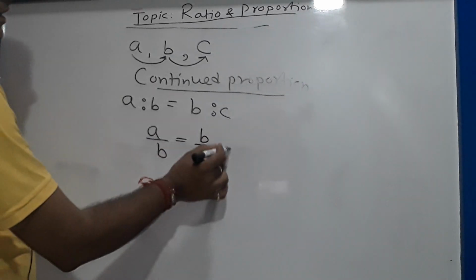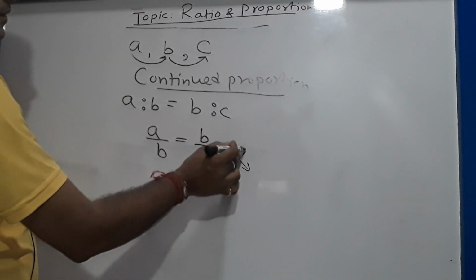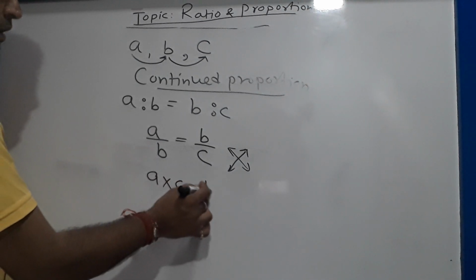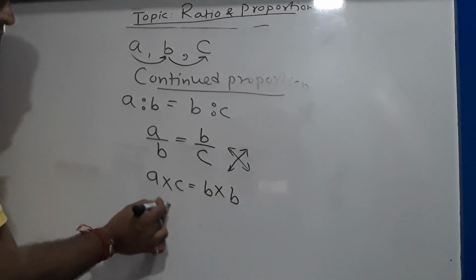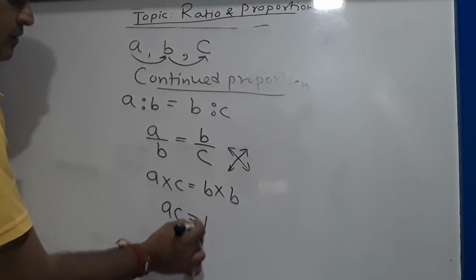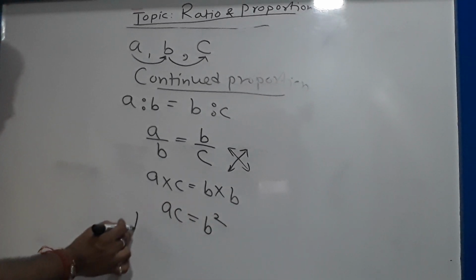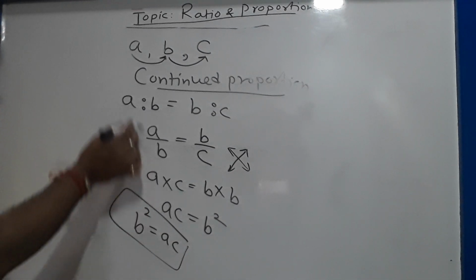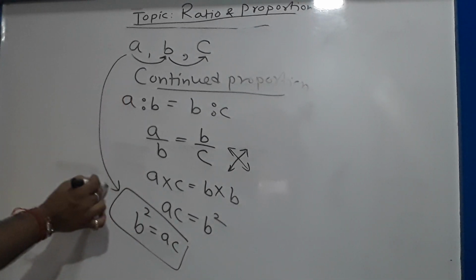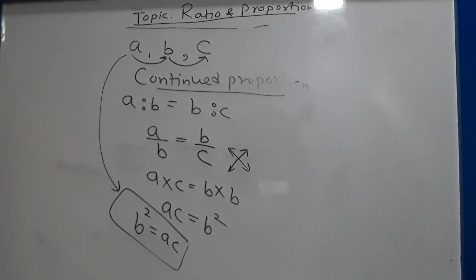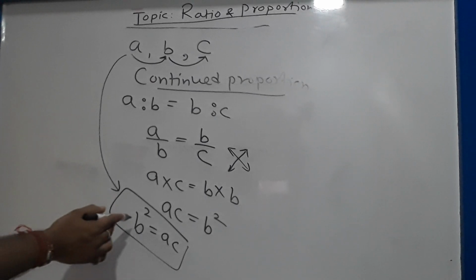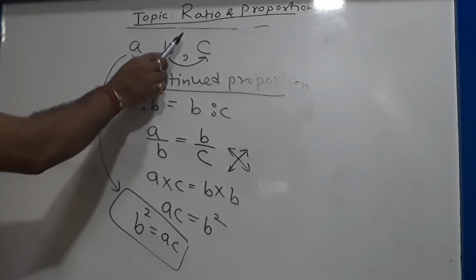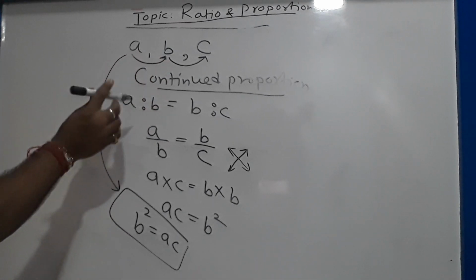Now there is equality, so we cross multiply. You will get A into C is equal to B into B. So you will get AC is equal to B square, or B square is equal to AC. So when three numbers A, B, C are in continued proportion, then we have B square is equal to AC.